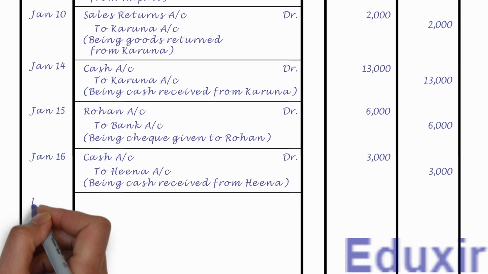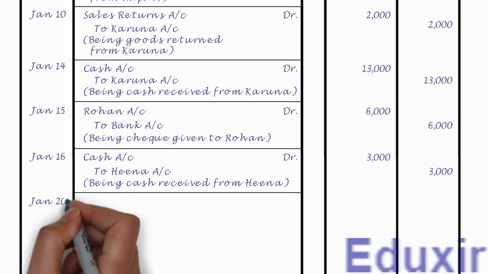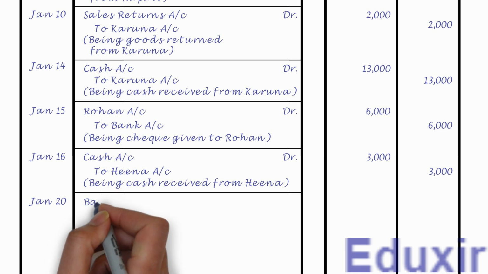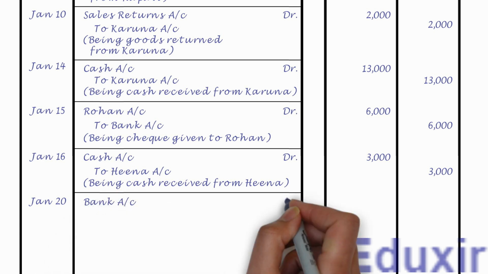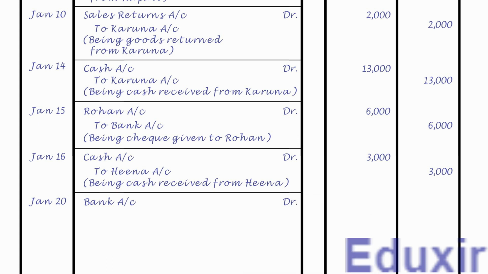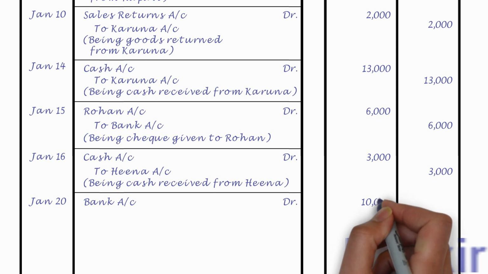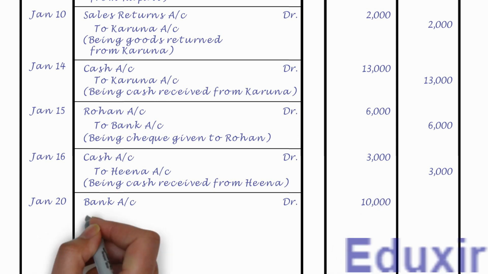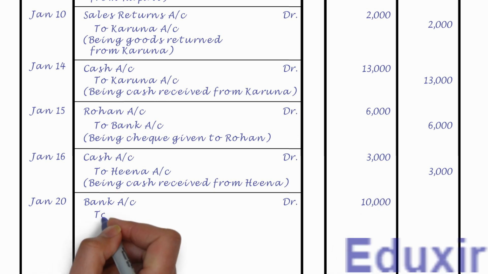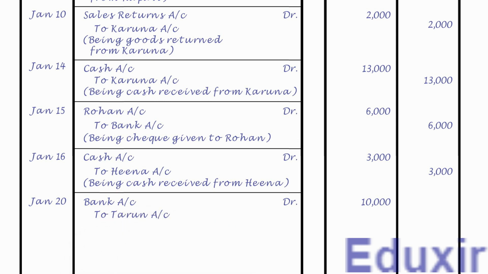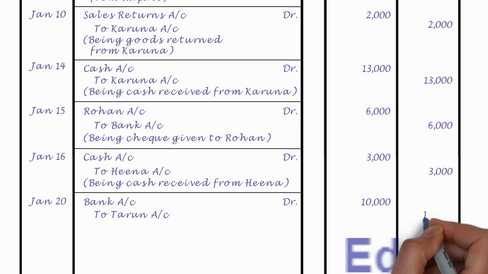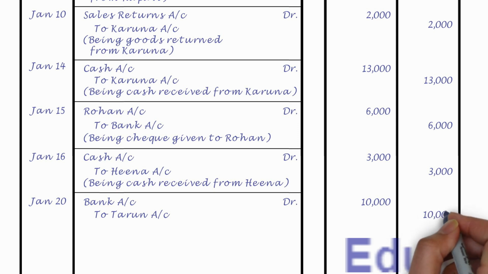Let us first record the date. Let us now record the bank account as the debit entry. Let us also record the text DR to indicate that this is a debit entry. Let us also record the debit amount of 10,000 rupees into the debit amount column. Leaving a margin, let us now record Tarun account as the credit entry. Let us also record the credit amount of 10,000 rupees into the credit amount column.